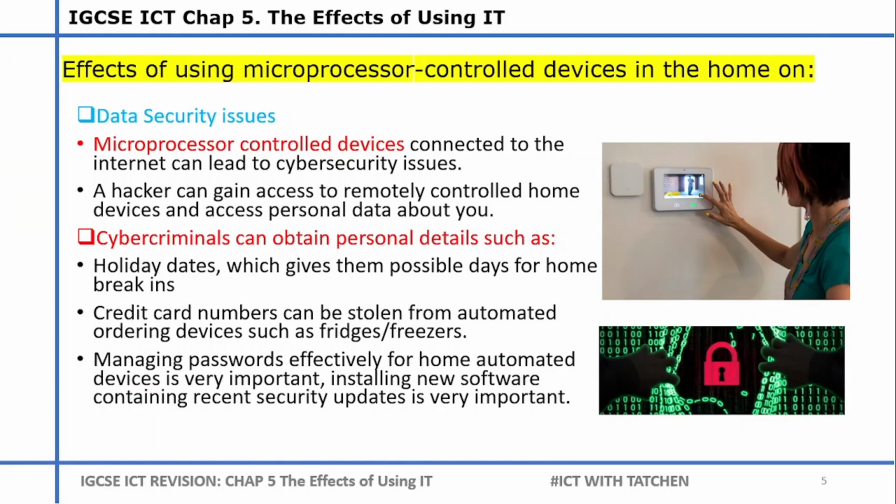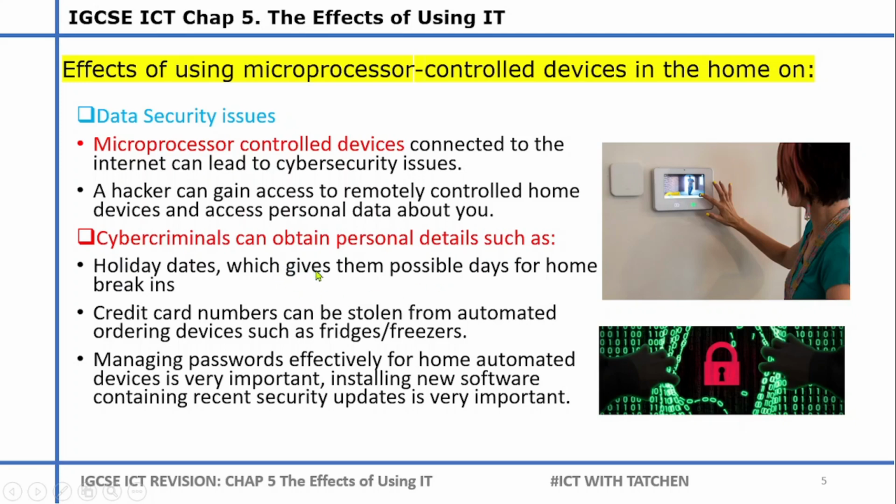Now we'll look at some issues when we use some of these devices in our home. So the first major issue is data security issues. When we make use of microprocessor controlled devices in our home, they are normally connected to the internet, and this can lead to cyber security issues. So a hacker can gain access to remotely controlled home devices and access personal data about you. So that is a data security issue when it comes to making use of microprocessor devices in the home.